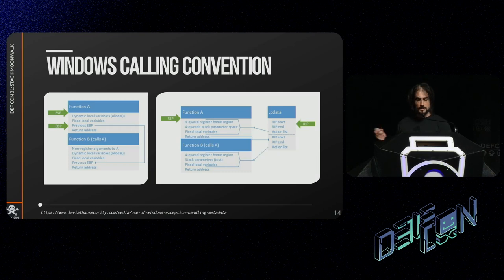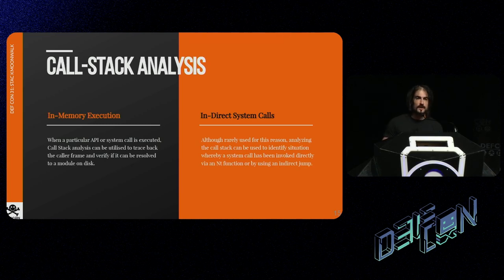But in 64-bit, this is not possible, because RSP is used both as a base pointer and a stack pointer. So to evaluate the call stack, we need to recursively get the size of a stack frame, and then recover the return address, and then evaluate again the call stack frame, and then the return address, and traverse it back like this. So why are we interested in the call stack?